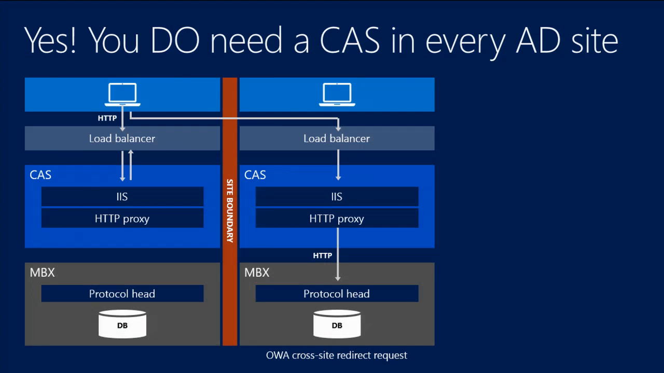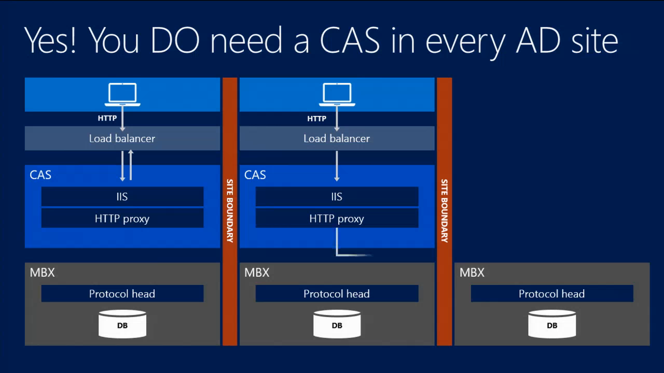So if I have a second AD site, a cross-site redirect request is an example of one of those, where the user makes a logon request, the CAS in the first site realizes the mailbox is in another internet-facing AD site, and it redirects the connection across. A cross-site OA redirect in this particular case.